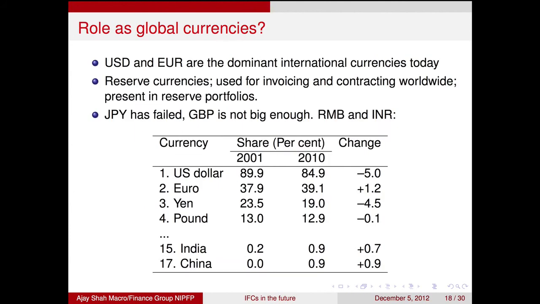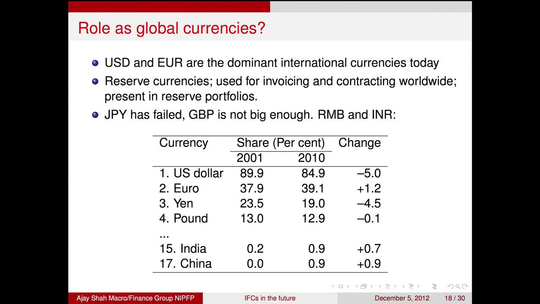One dimension that we should be thinking about is global currencies. For all practical purposes, today the dollar and the euro are the dominant international currencies of today. The yen has tried hard to become an international currency and has failed. The pound is not big enough to really be a big global currency. It is important today on the global stage, but it is simply not big enough. Where is China and India in this respect? These are really small currencies as of today. India is at 0.9%, China is at 0.9% in 2010. So these are small currencies. They're not remotely big by world standards and are not ready to be reserve currencies as of today.